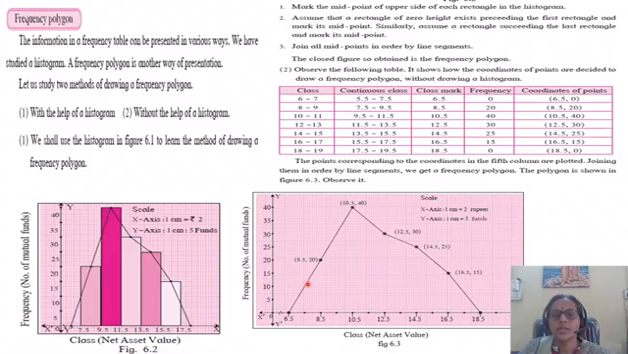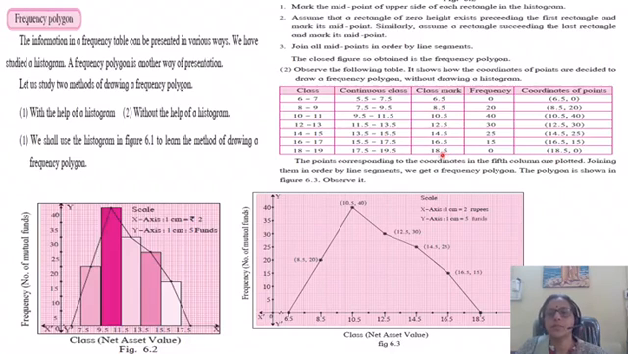Now another method, without histogram. Observe how to do it. These are the classes which are mentioned. Classes are not continuous, so the first thing is to make the classes continuous. We know the method: subtract 0.5 from the lower limit. So 6 minus 0.5 is 5.5, and 7 plus 0.5 is 7.5. Likewise, make the classes continuous.